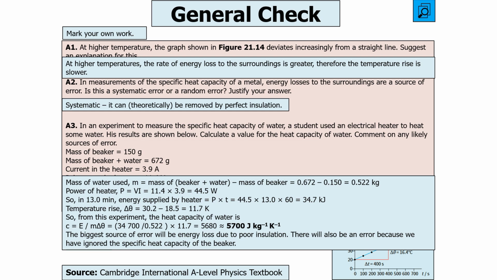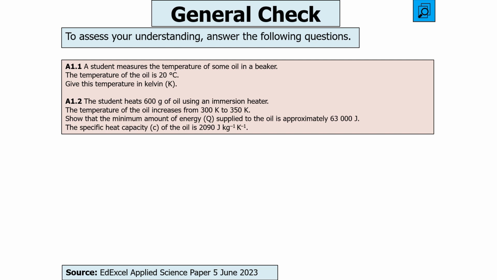We can work out our change in temperature. We can then say C equals E over M times change in temperature. We then work it all through and we get 5,700 joules per kilogram per Kelvin. Now, the biggest source of error, as mentioned before, will be the energy loss to the surroundings. Now, this could also include the energy being given to the beaker itself, so therefore we can reduce that by insulating the entire substance.